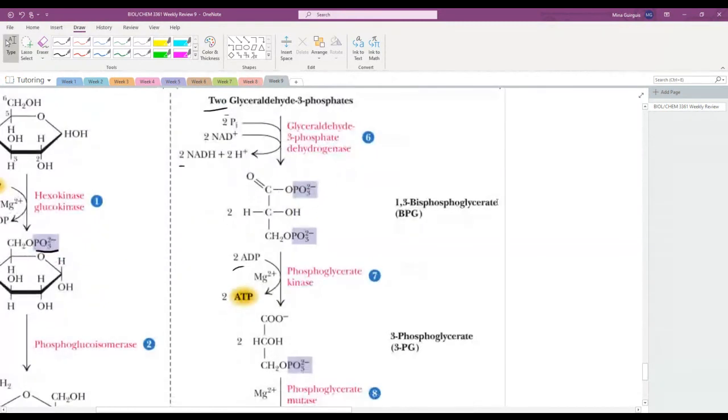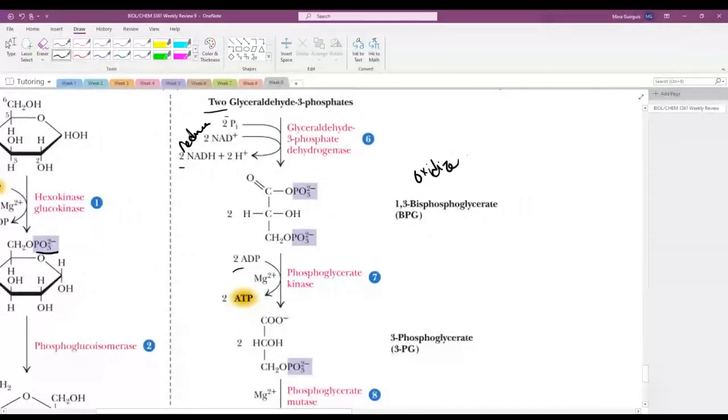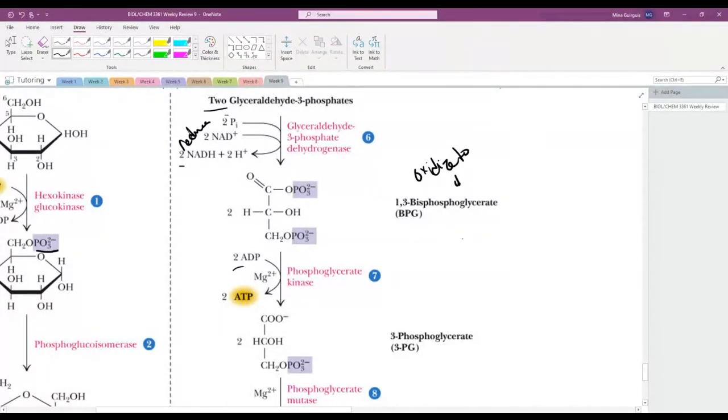So, glyceraldehyde 3-phosphate dehydrogenase is going to go ahead and reduce NAD plus into NADH and oxidize G3P into 1,3-bisphosphoglycerate. Oxidize to what's called BPG.